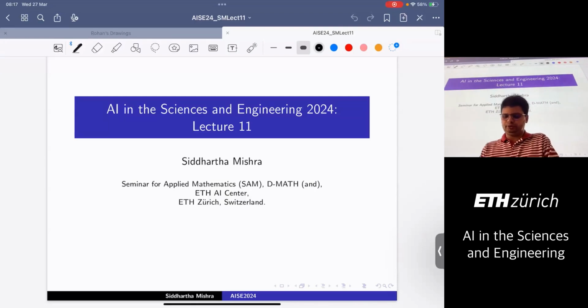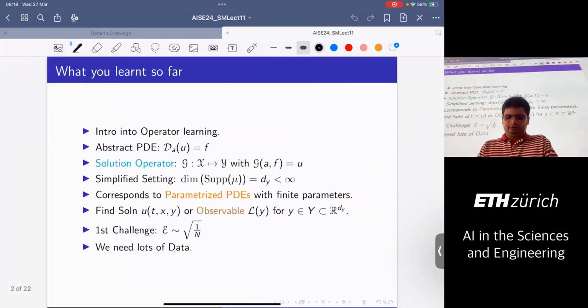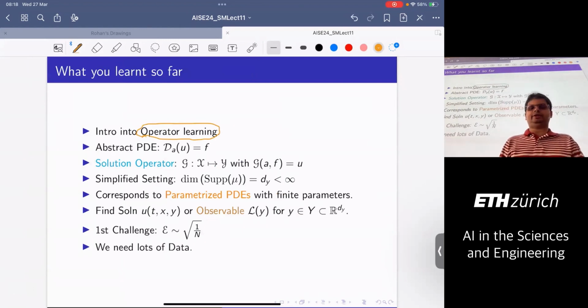Okay, so let's start where we left off in the last lecture, which was a gentle introduction to operator learning. So this is where we focused last time, operator learning. And the idea was that if you have a PDE, you could also think of ODEs, stochastic differential equations, whatever you have. But if you have a PDE with some inputs and some outputs, you can manifest the PDE in terms of what is called the solution operator.